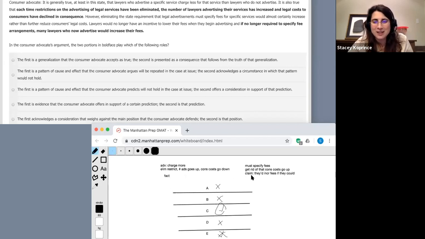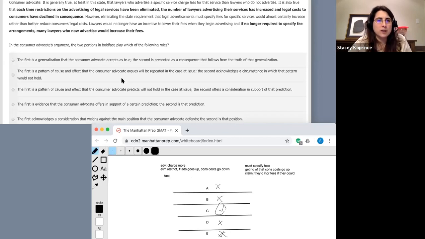identify them and what they were doing. But I didn't make sure that I got clear in my head that the chain of events here is they're not required to specify a fee, therefore they raise their fees, therefore it increases consumers' legal costs. This is really the final thing in the chain of events, and so that's the final conclusion. That's how you choose between C and E on this problem.